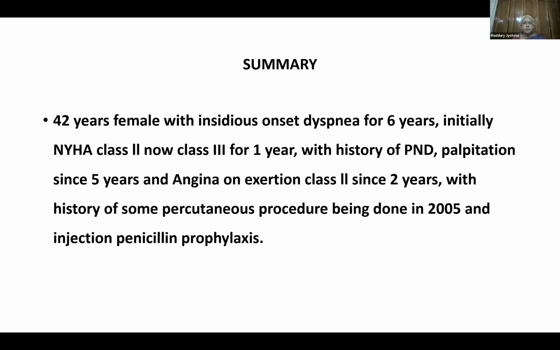Yeah, with this history, you concluded very well that it is suggestive of PND episodes and angina on exertion, but you have not qualified the palpitation, because you said that it is episodic, not exertion related. So what do you think is the cause for the palpitation? This is probably arrhythmic palpitation.